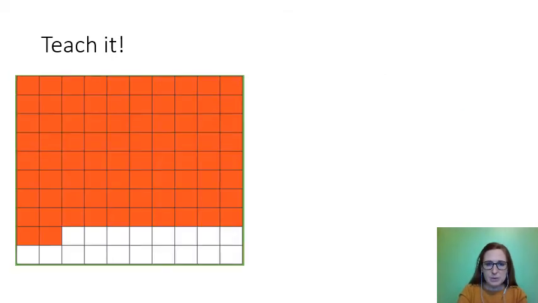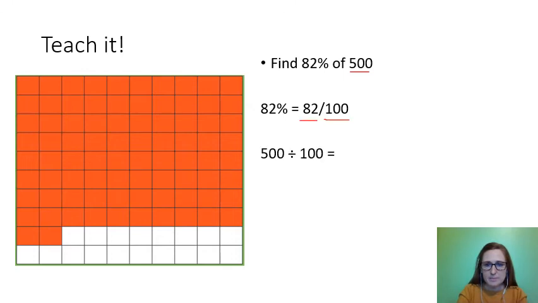Our next example, much larger percentage here. We're going to find 82% of 500. 82% is the same as 82 over 100. So we've got our amount. We can divide it by the denominator, multiply by the numerator. So 500 divided by 100, slide it twice, gives us 5. Then we can do 5 times 82.